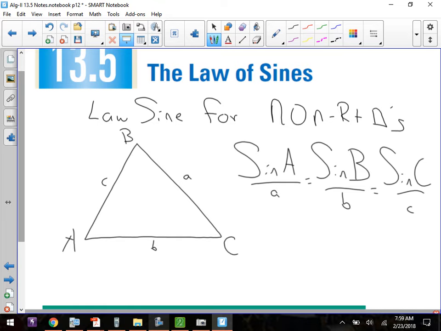It is pretty sweet. Now, in order to use law of sines, the only rule is you have to have an angle and a side opposite. If you have an angle and a side opposite, that's when you use law of sines.